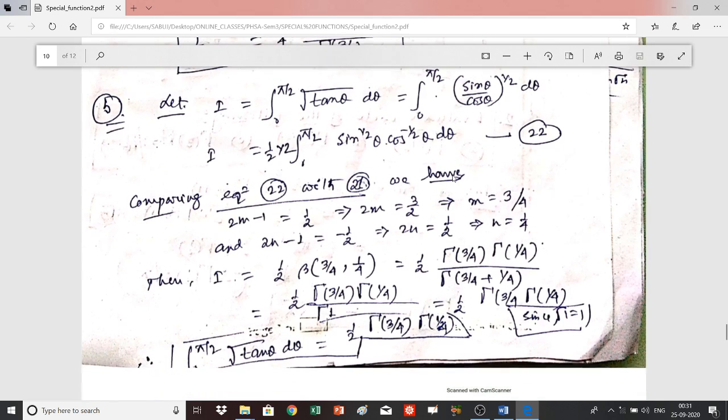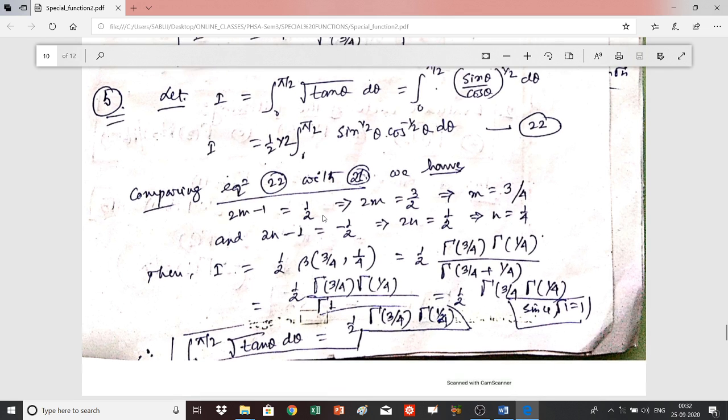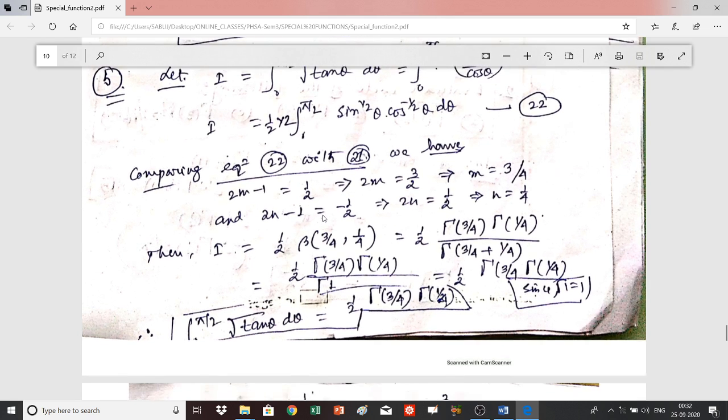And here if you compare this with the already given definition of the beta function, that is beta mn is equal to 2 into integral 0 to pi by 2 sin theta to the power 2m minus 1 cos theta to the power 2n minus 1 d theta, then you can find out that n is equal to 1 by 4 and m is equal to 3 by 4. This is done here. Just calculate. There is nothing very difficult to understand.